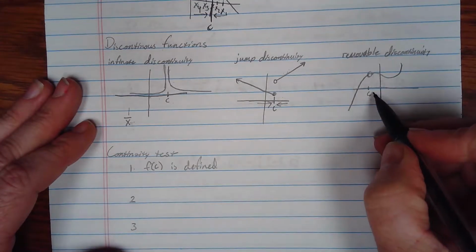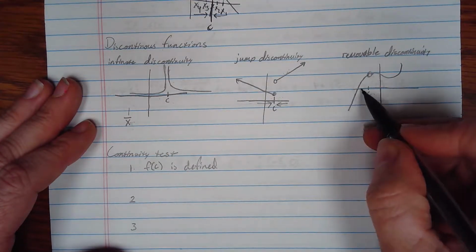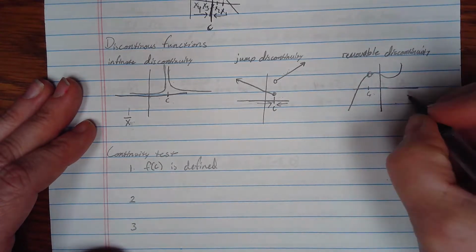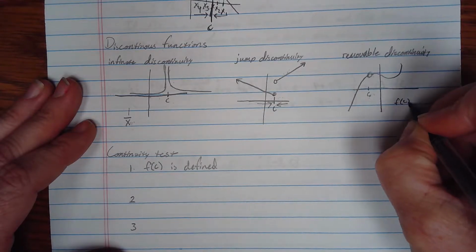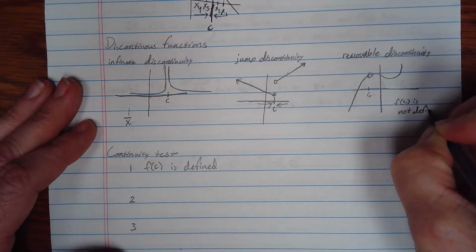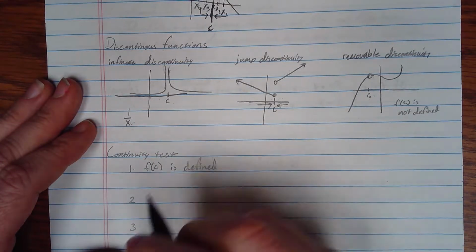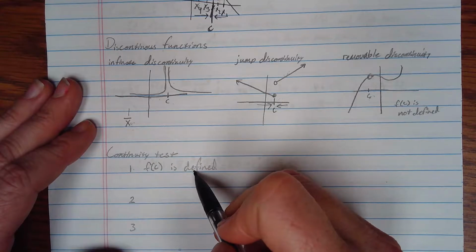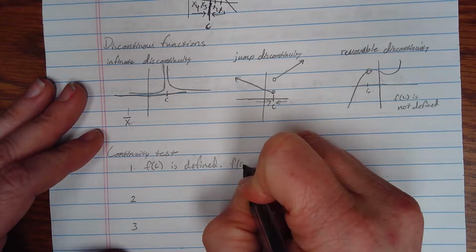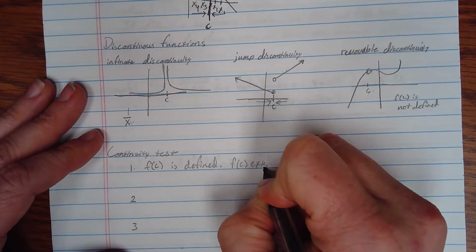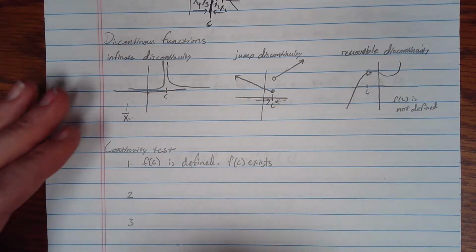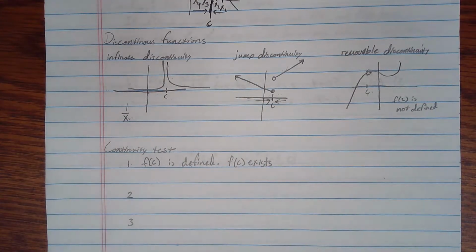Okay, that's to prove that it's not something like this, where here at c there is no function value. So here, f of c is not defined. Okay, so we need f of c to be defined. Basically, I need to know that f of c exists. If it doesn't exist, I've got issues because I know instantly there's some sort of discontinuity.